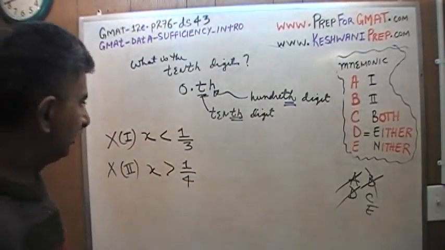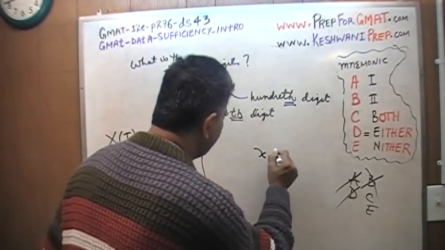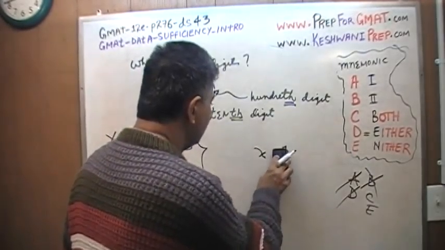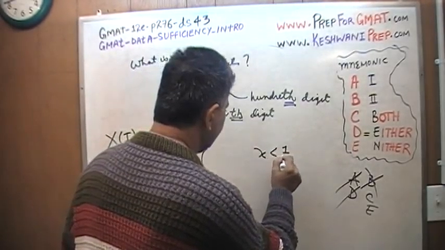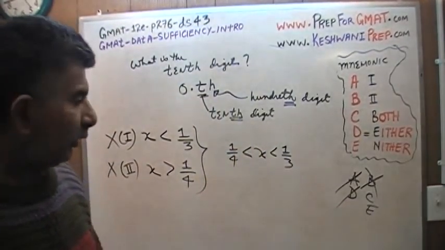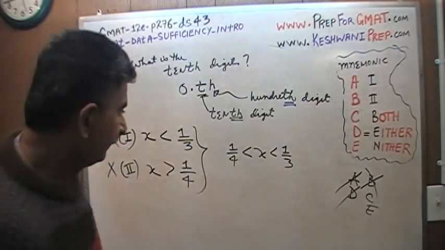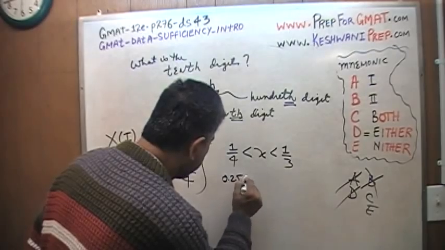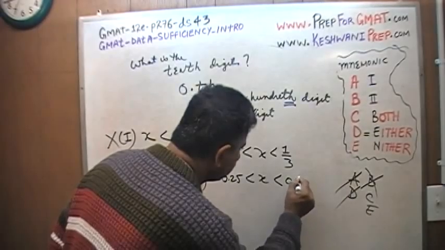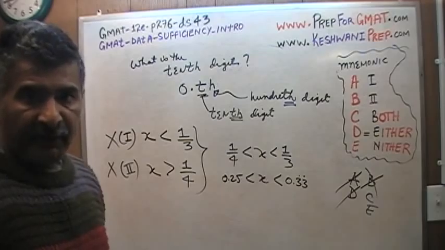Let's put the two statements together. Now we know that X is less than 1/3, and we know that it is more than a quarter. I'm putting the two together here. X is more than a quarter and less than a third. More than a quarter and less than a third. What does this tell us?